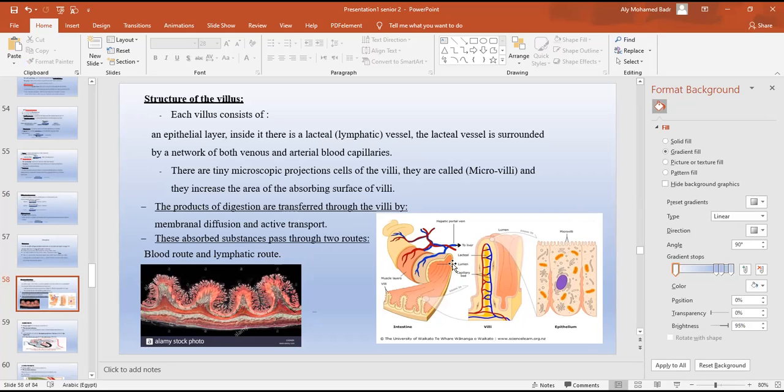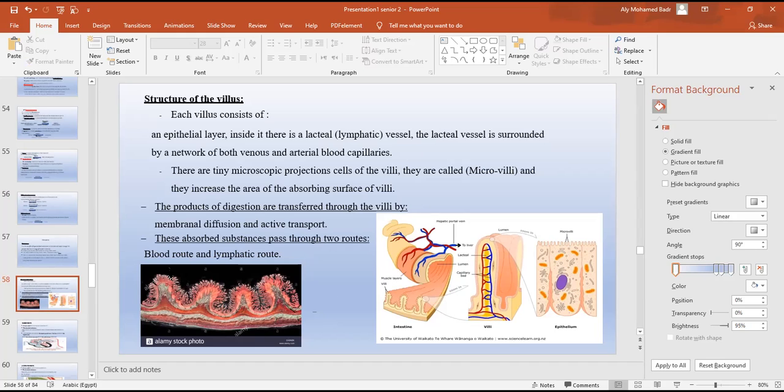The product of the digestion is then transferred through the villi to the membrane by diffusion and active transport. They pass in 2 main routes, the blood route and the lymph route. This is the blood capillaries inside the villi. This is the villi. We took this part and enlarged it under the microscope. Here there are projections, and this part is the microvilli. This is how it is present in real life.